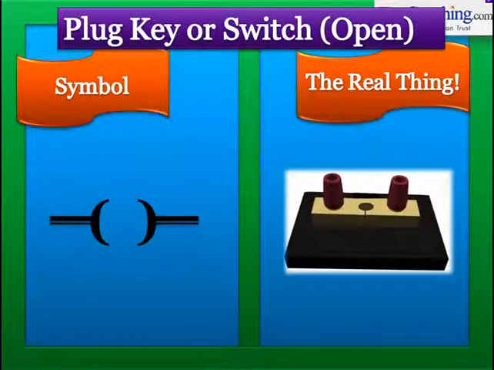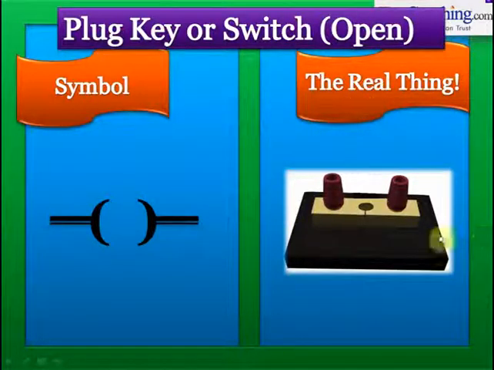Understood? When the key is inserted, electric current flows in the circuit. But when the key is removed, electric current stops flowing in the circuit. So the purpose of a switch or a key is basically to stop or start the flow of electric current in a circuit. When the key is removed from this plug key system, we say that the switch is open. Understood? Or we say that the key is open.